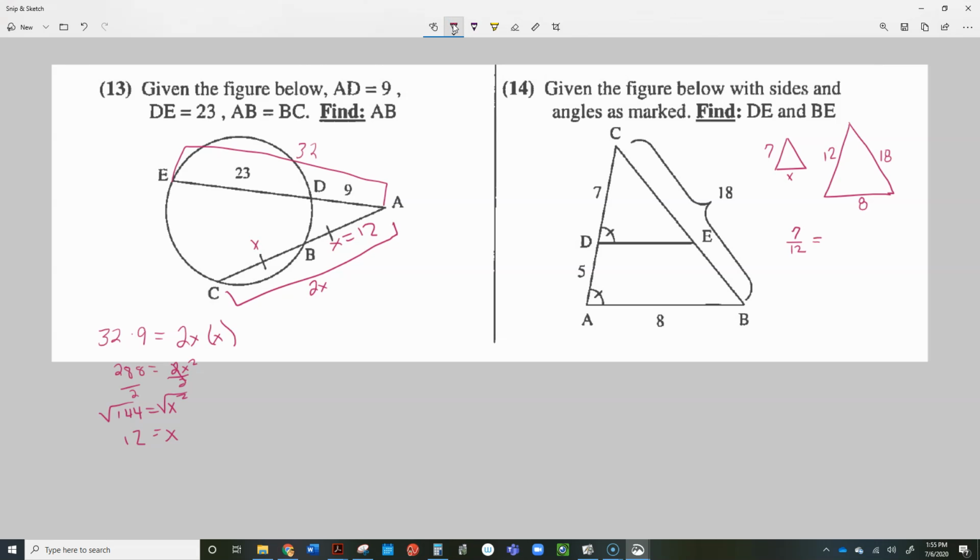So I can find DE. I called it X. You don't have to call it X. You can call it DE if you want to. X over the corresponding part is 8. So you cross multiply, and you get 12x is equal to, what is 7 times 8? Is that 56? And then we're going to divide both sides by 12. We'll make sure real quick that 7 times 8 is 56. Okay. And then divide by 12.